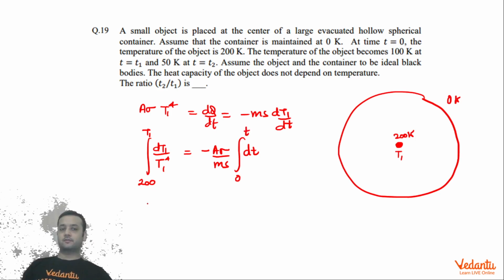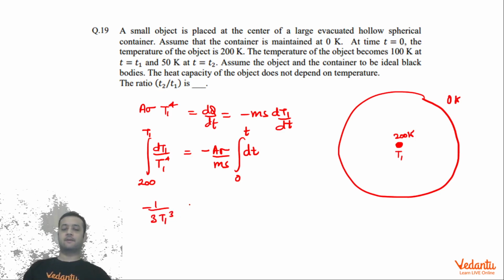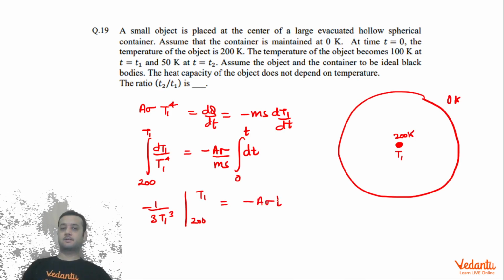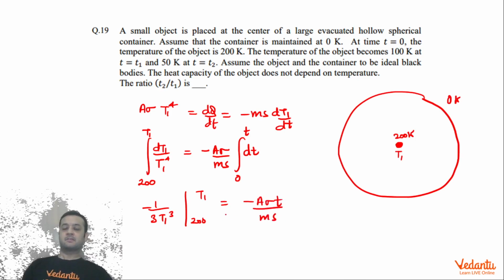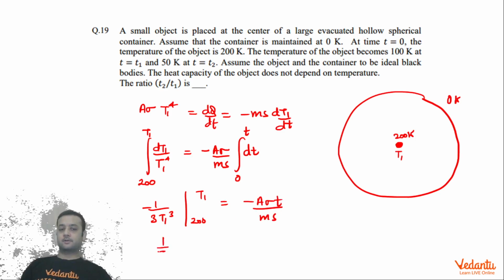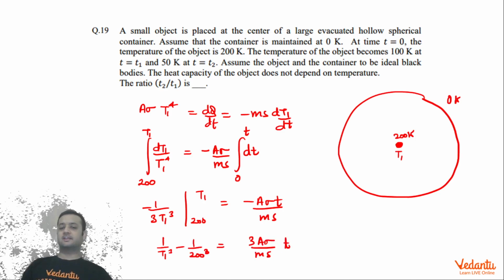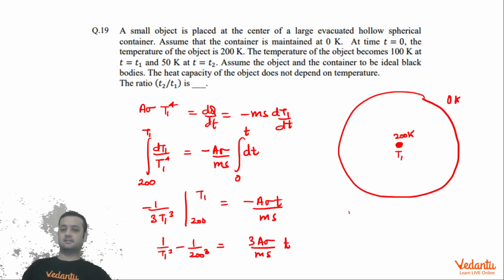So if you integrate this, what do we get? Minus 1 upon 3 T1 cube, from 200 to T1, should be equal to minus A sigma t upon ms. So we see from here that 1 upon T1 cube minus 1 upon 200 cube will be equal to 3A sigma upon ms into t. So we can call this some constant. Let 3A sigma upon ms be nothing but some alpha.